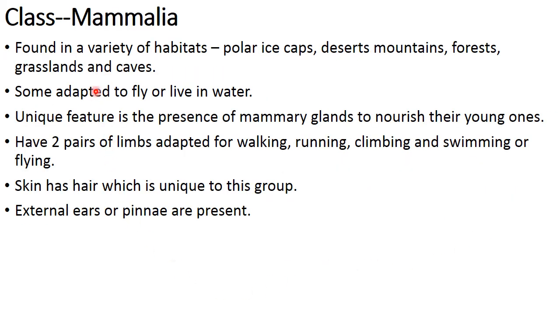Coming to the class Mammalia, they are found in a variety of habitats. You can find it in polar ice caps, you can find it in caves, you can find it in desert, mountains, forests, grasslands, etc. Sab jagah milenge ye. Some are adapted to fly and some live in water. So unique feature isme kya hai? Presence of mammary glands to nourish their young ones. Two pairs of limbs hain, that is adapted for walking, running, climbing and swimming or flying.